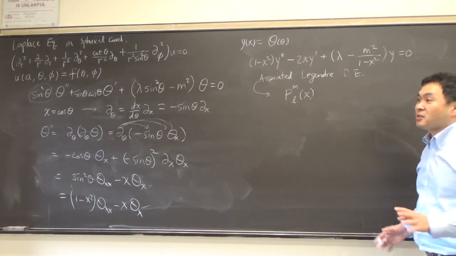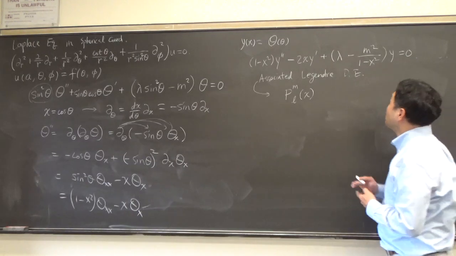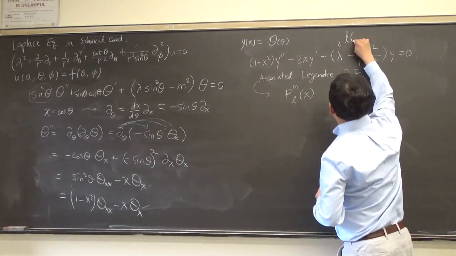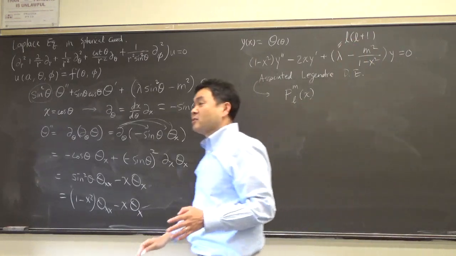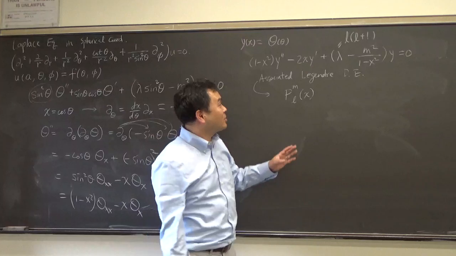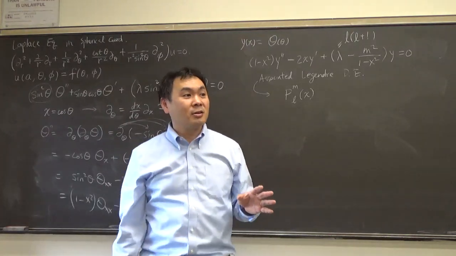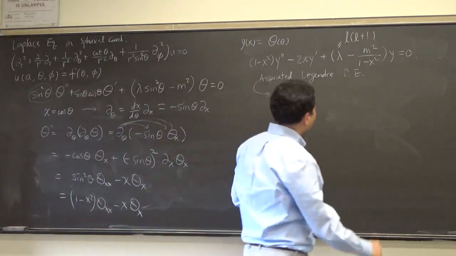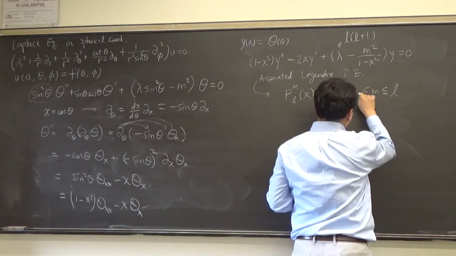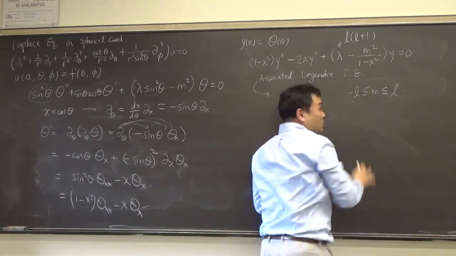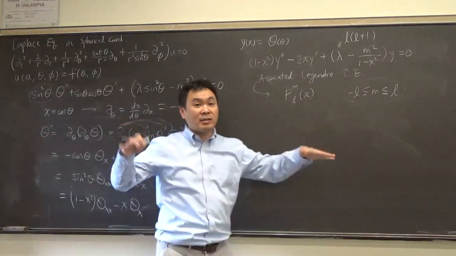So the only time you have something that behaves nicely is when lambda is equal to L times L plus 1, where L is, I said last time, positive integers, but L could also be 0, okay? And also M has to be something in between L and negative L. Only when these two conditions are met, you would have solutions that are finite.